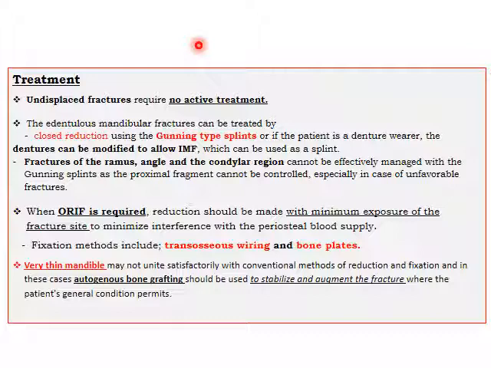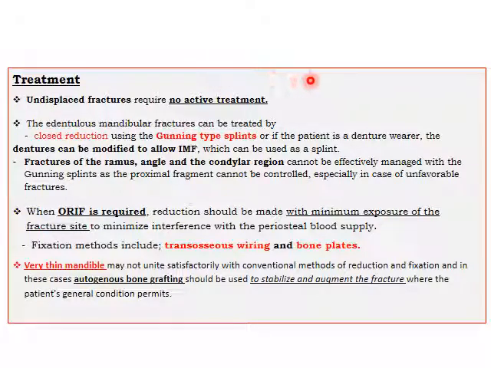But there are cases that are edentulous yet have fractures in important locations, for example fracture of the ramus, angle of the mandible, and the condylar region. These locations I listed cannot be effectively managed with a Gunning splint as the proximal fragment cannot be controlled, especially in case of an unfavorable fracture. Therefore there are cases where we are forced to do open reduction and internal fixation even though they are edentulous.